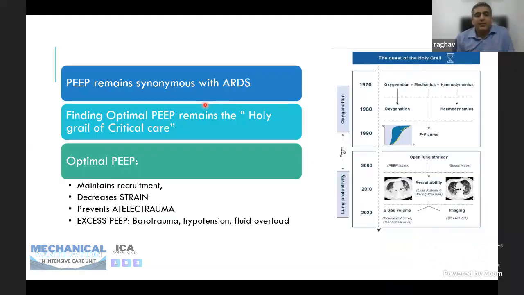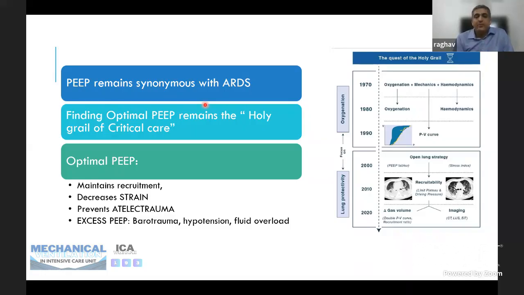Optimal PEEP is a PEEP which maintains recruitment in a patient with ARDS, which keeps the patient's collapsed lungs open. These are usually the dorsal parts of the lungs. So an optimal PEEP recruits the lung and maintains the recruitment. It decreases the strain and it also prevents atelectrauma. What is atelectrauma? It is the repeated opening and closing of the alveoli during tidal ventilation.